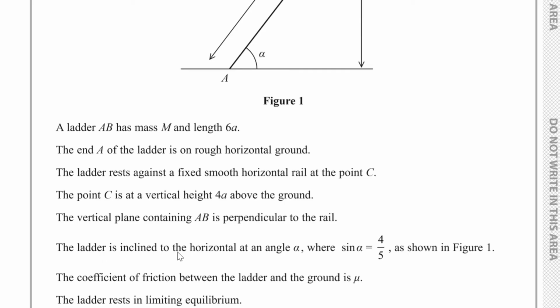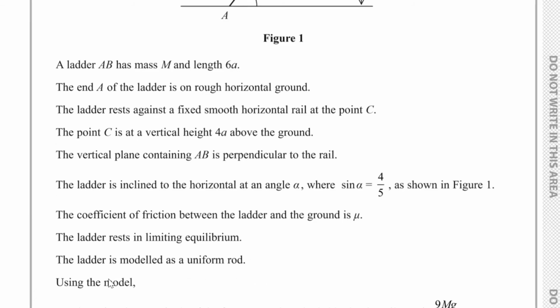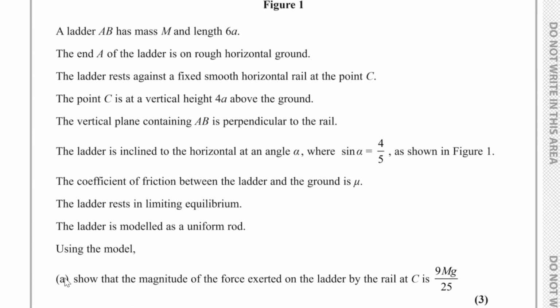The ladder is inclined to the horizontal at an angle alpha, where sine alpha is equal to 4/5, as shown in figure 1. The coefficient of friction between the ladder and the ground is mu. The ladder rests in equilibrium. The ladder is modelled as a uniform rod. Using the model for part A, we have to show that the magnitude of the force exerted on the ladder by the rail at C is 9mg over 25.